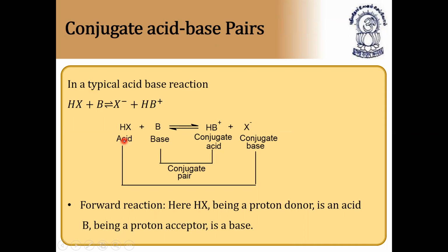Now, when the acid combines with the base, it forms the conjugate acid. The conjugate acid is HB plus, and this is called the conjugate base. Why is it called conjugate acid and conjugate base? We'll discuss now, so please listen carefully. One more simple example I'll give you.